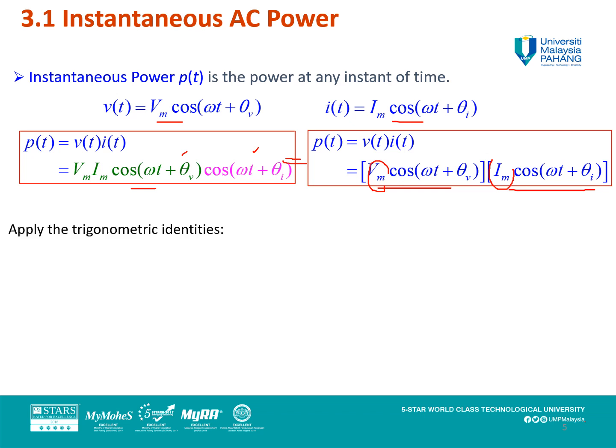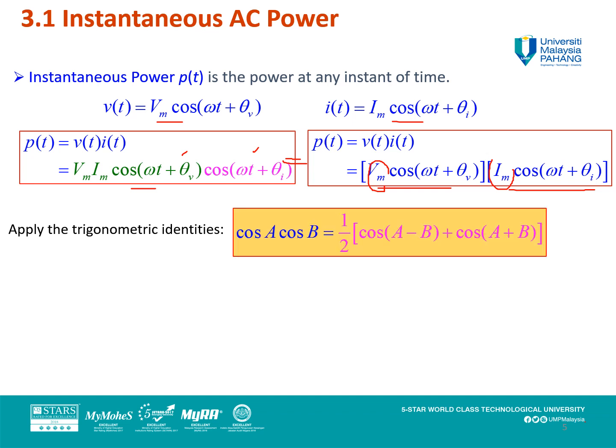So how to solve? You can use the trigonometric identity to do the simplification. Cos A cos B equals half in bracket, cos(A minus B) plus cos(A plus B). So how to know which is A and which is B? Very clear. When you compare these two equations, omega t plus theta V represents A, and omega t plus theta I represents B. So cos A cos B comes from this equation.